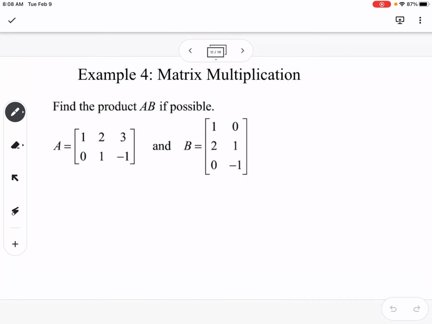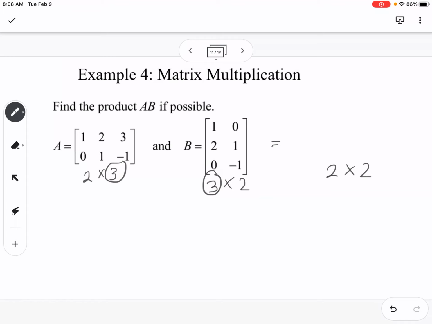Okay, so we are going to find the product of AB if possible. This is a 2 by 3 matrix, and this is a 3 by 2 matrix. So that means that, yes, we can multiply them, and our result is going to be a 2 by 2 matrix, because again, the 3's are the same.